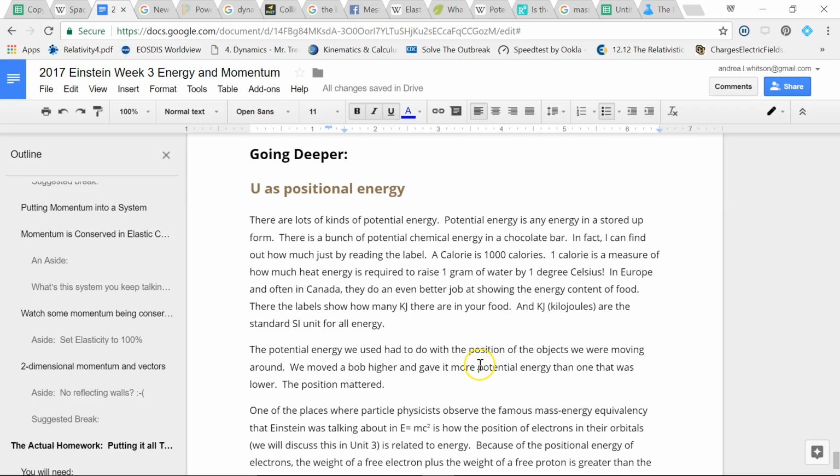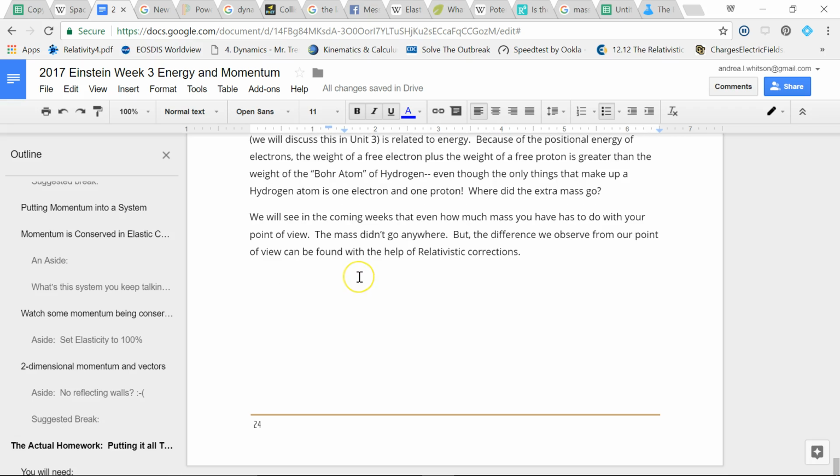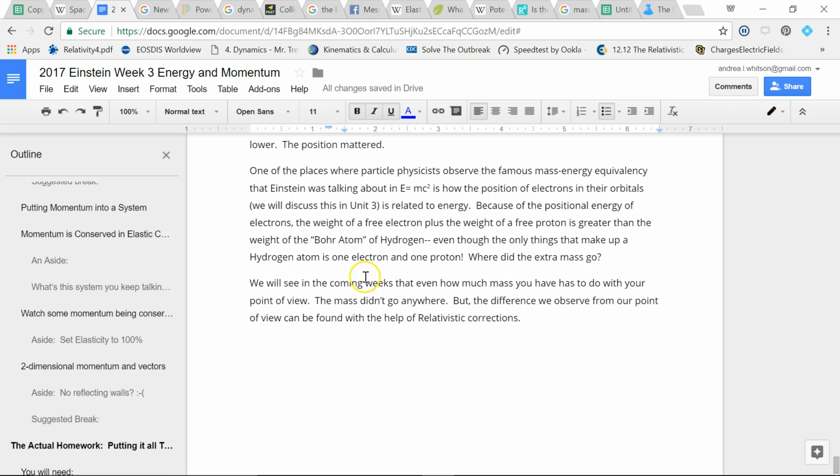There's a little thing at the end going deeper about positional energy, and the key to this positional energy is the potential energy that we put in was positional potential energy. And positional energy has a very interesting implication when it comes to the Bohr atom. The mass of a free electron plus the mass of a free proton is greater than the mass of a hydrogen atom. And that is weird since a hydrogen atom is just an electron plus a proton.